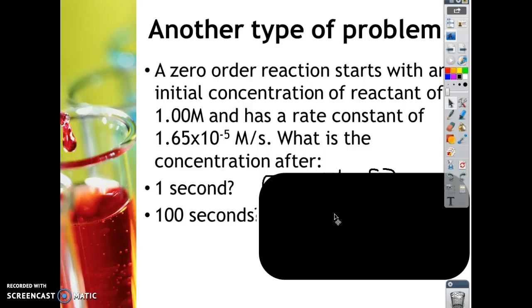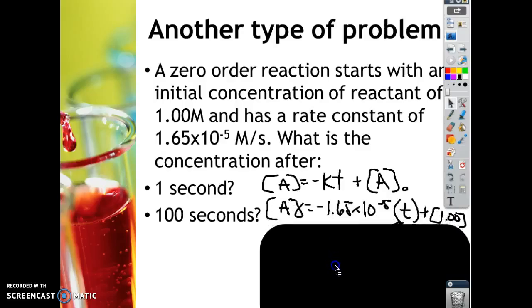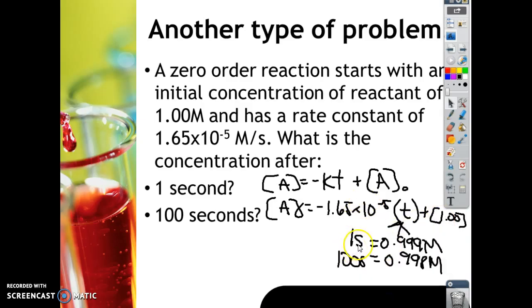Okay, so what I did here was I looked at the fact that it was 0 order and referenced my proper equation, and I just plugged some information in. So I'm going to plug in my 1.65 times 10 to the negative 5th for my K. My time is going to change: 1 second, 100 seconds, and my initial concentration was right here. So for each one of those, I plugged in 1 second here, calculated, solved for T, got 0.999. Then I plugged in 100 seconds, and I got 0.998. My concentration did not change much in that 0 order reaction. Alright, pretty easy to plug those in.